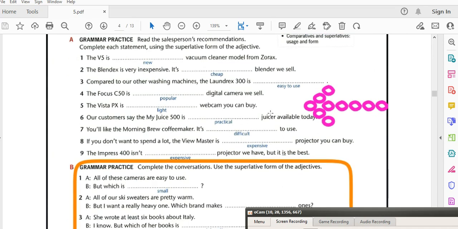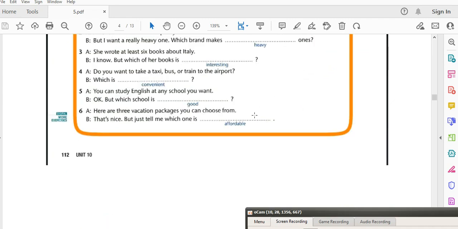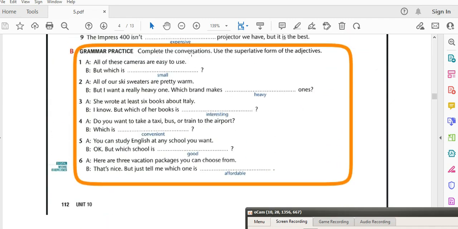You do the rest. Take a photo and send it to me. Complete the conversation. Use the superlative form of the adjectives. All of these cameras are easy to use, but which one is the smallest? All of our ski sweaters are pretty warm, but I want a really heavy one. Which brand makes the heaviest one?